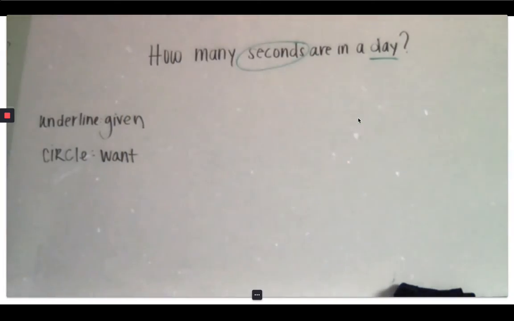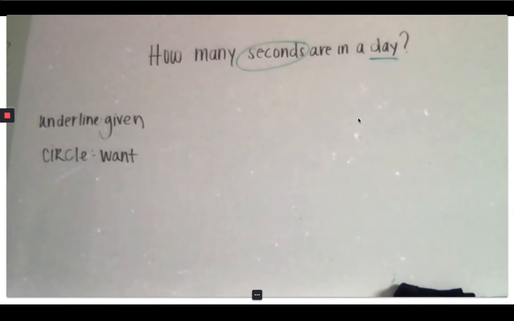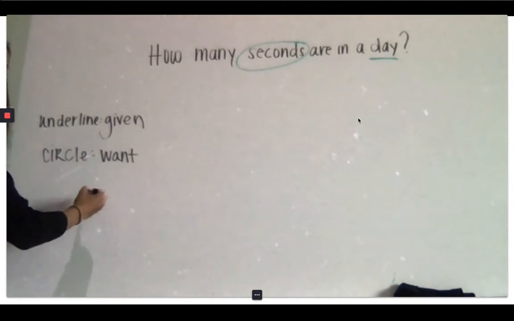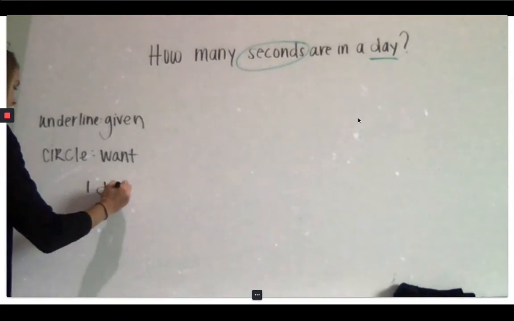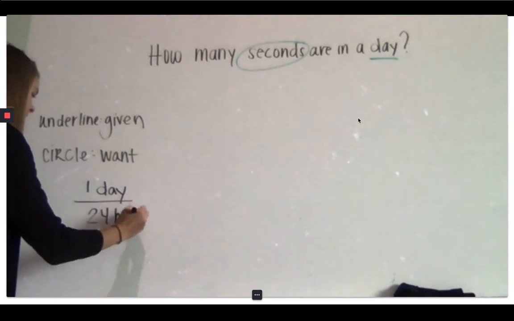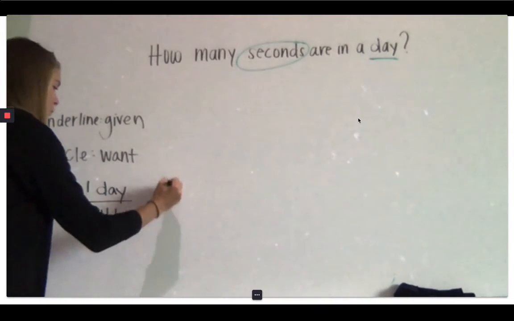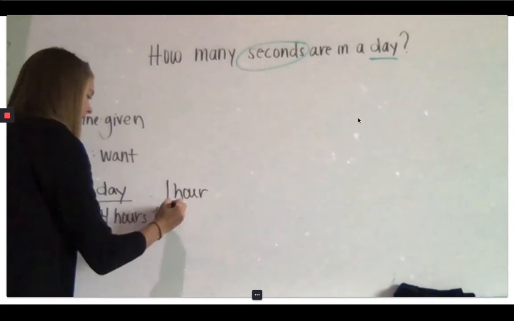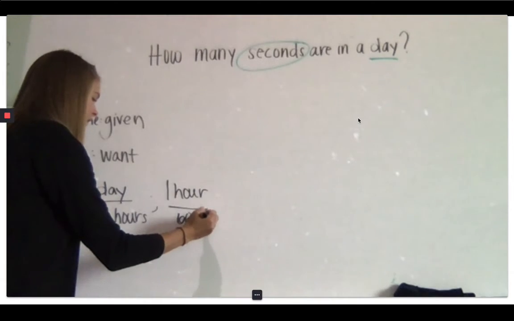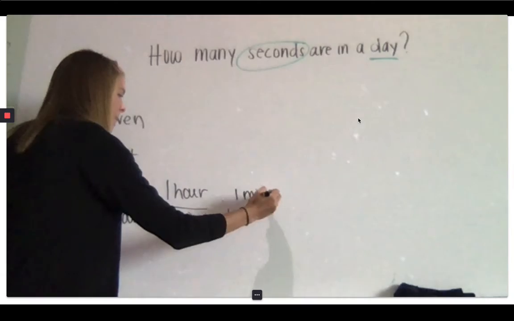Can you think of any conversion factors that go right from seconds to day? You might know how many seconds are in a day, but you might need to use some smaller conversion factors to get there. So let's write what we know first. We know that one day has 24 hours. So we've gotten from days to hours. We know that 1 hour has 60 minutes, and we know that 1 minute has 60 seconds.